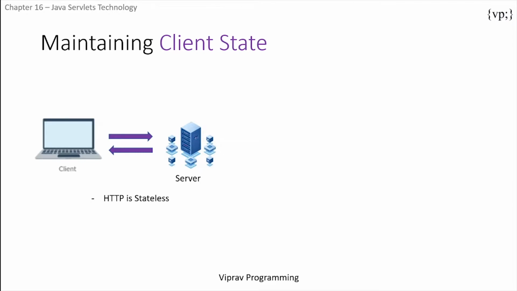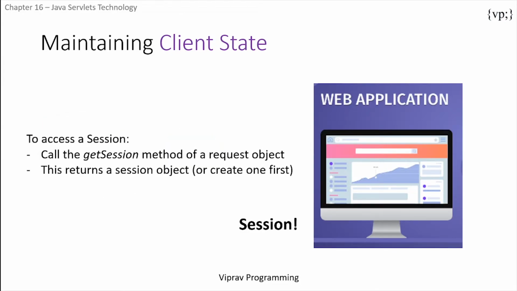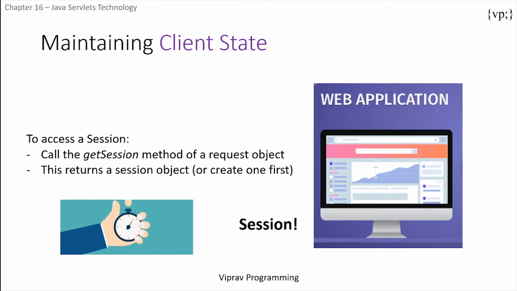This makes requests that are connected together difficult to use together, and web-based applications are responsible for maintaining such a state, which we can use as a session. So, accessing a session: sessions are represented by the HttpSession object. You can access a session by calling the getSession method of a request object, which returns a session object or creates one first. Then there's session management. Because the HTTP client has no way to signal that it no longer needs a session, each session has a timeout so that its resources can be reclaimed.